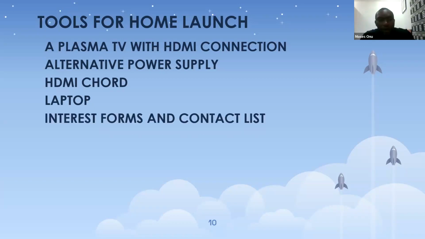Then you need interest forms and a contact list. Most of you go for home launches and you do not have interest forms. You will carry the TV, you will carry the gen, you will carry every other thing, but you will forget interest forms. You will forget the contact list. In fact, to be safe, you should always have interest forms and a contact list inside your bag, just in case somebody meets you on the road, so that you don't need to think about it.